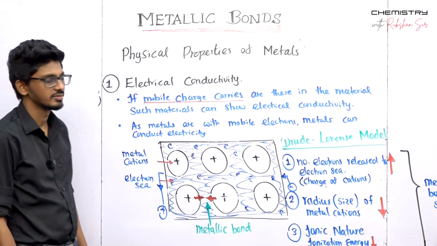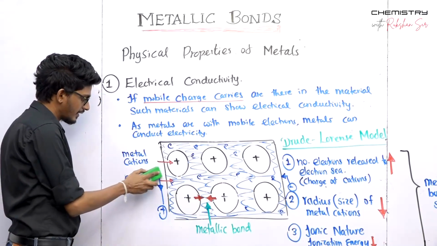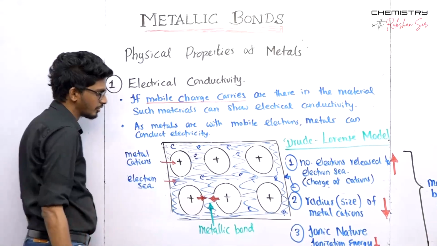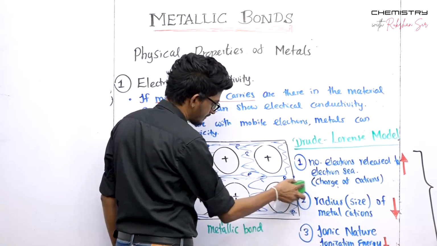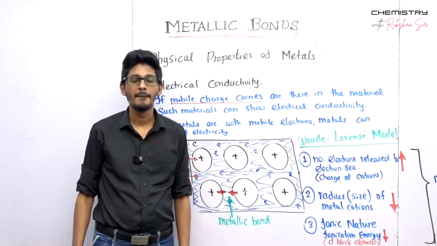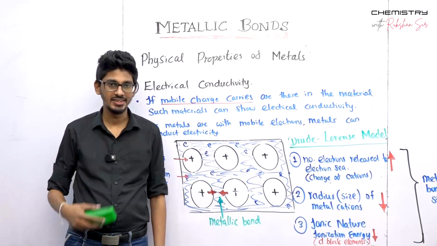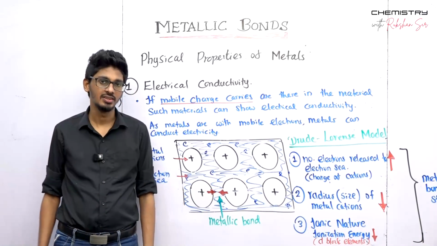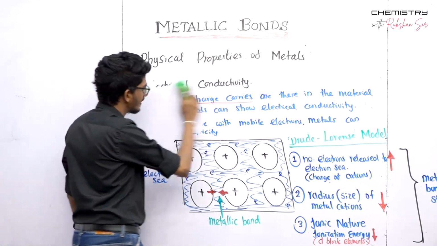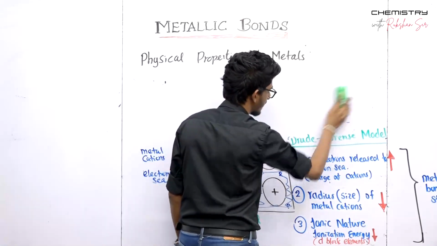That is how the thing is done. So that is how we are supposed to explain the electrical conductivity of metals with the use of this model. Then let's discuss thermal conductivity. You clearly know that metals are good thermal conductors as well. Let's discuss how to explain the thermal conductivity with the use of this model.